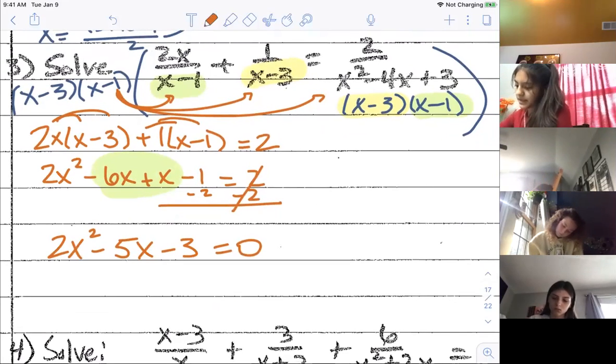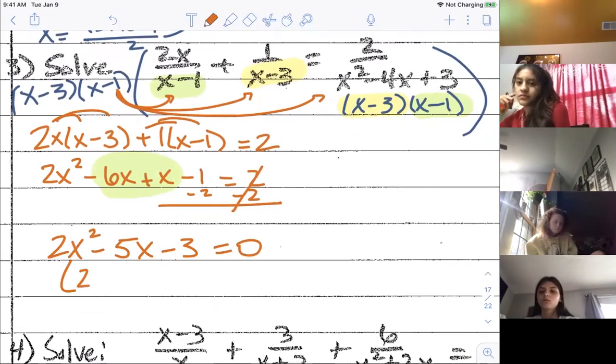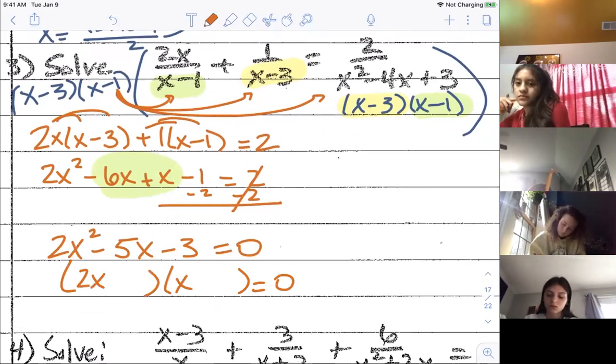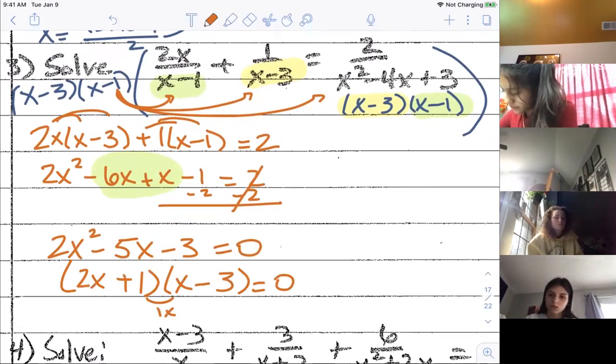You can definitely use the quadratic formula on that, but that's going to take a lot of time, so I'm going to try and factor it first. 2x, x, negative 3, so I've got 1 and 3 to play around with, and I want it to add to be negative 5. If I did 3 and 1, negative and positive, that'd be 1x minus 6x. Oh, and that would be negative 5x.